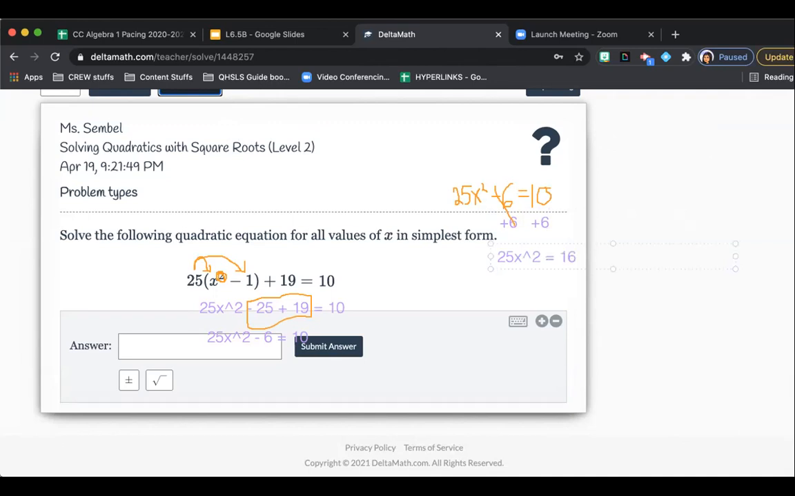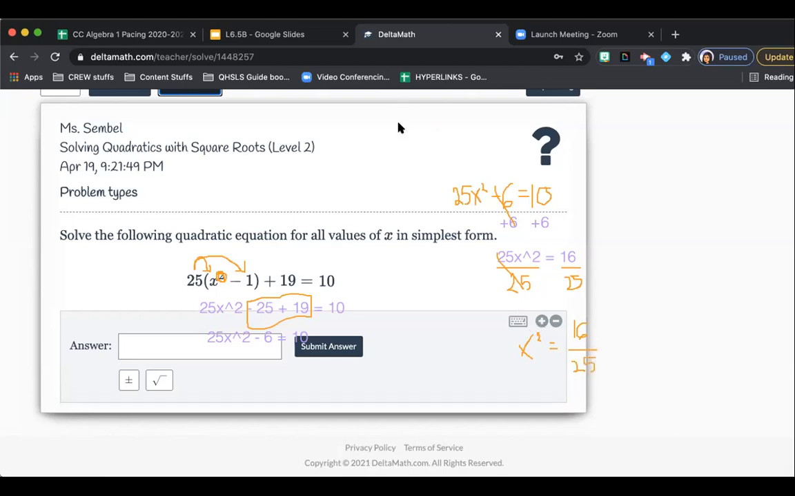equals 16. Now I want to isolate the x, so I still have 25 here, and I need to get rid of that 25. So I'm going to divide by 25. 25 and 25 divide to 1, and I'm left with x squared equals 16 over 25. I'm just going to use my pen, the drawing tool, sorry. X squared equals 16 over 25. Now remember, how do we get rid of a square?